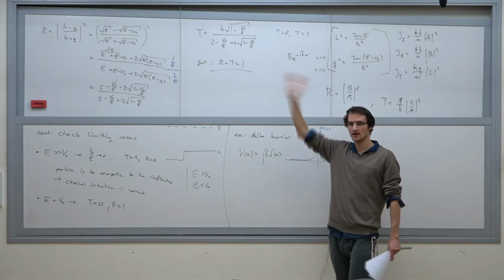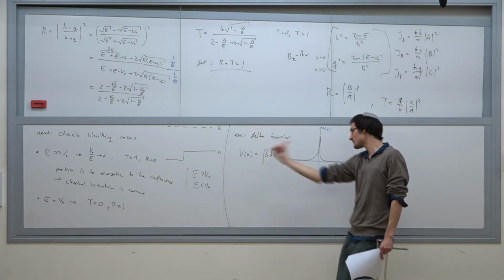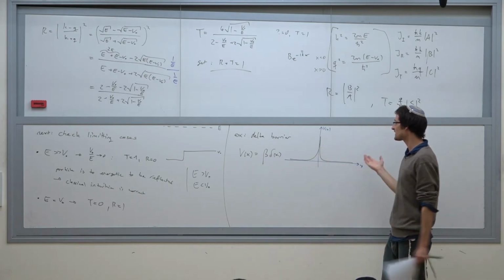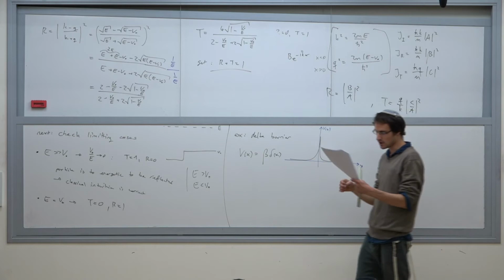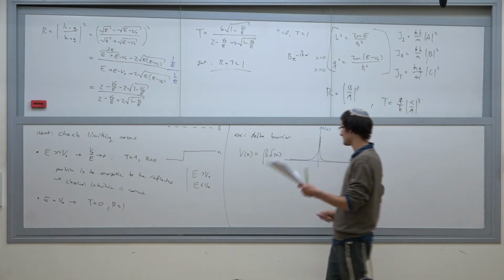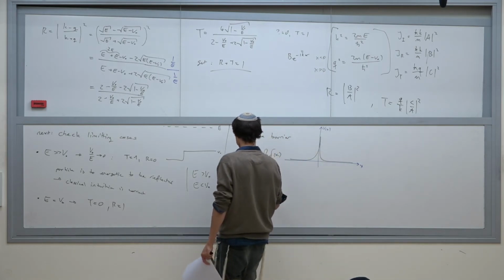The particle is starting all the way over there and coming in this direction with some definite momentum, some definite energy. And we are interested in finding the reflection and transmission coefficient of this problem. So find R and T.